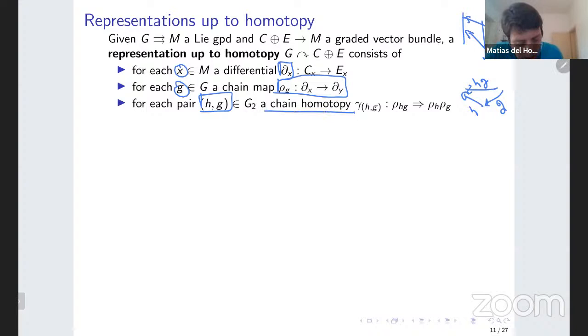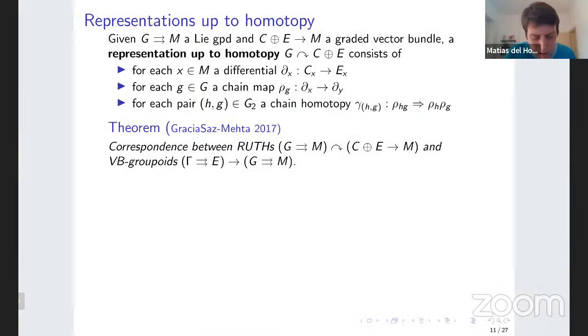Okay. This whole set of data is a representation up to homotopy on a two-term vector bundle. And then the theorem of Afonso and Rush is that there is a correspondence between representations up to homotopy of two terms and VB groupoids. The first time I remember knowing about this was 2011, when I first moved to Rio de Janeiro and Rush was around. And he told me about this and I said, okay, so this is the Grothendieck correspondence between a set of functors and fiber categories, but adding linearity and smoothness and demanding the base to be a groupoid.